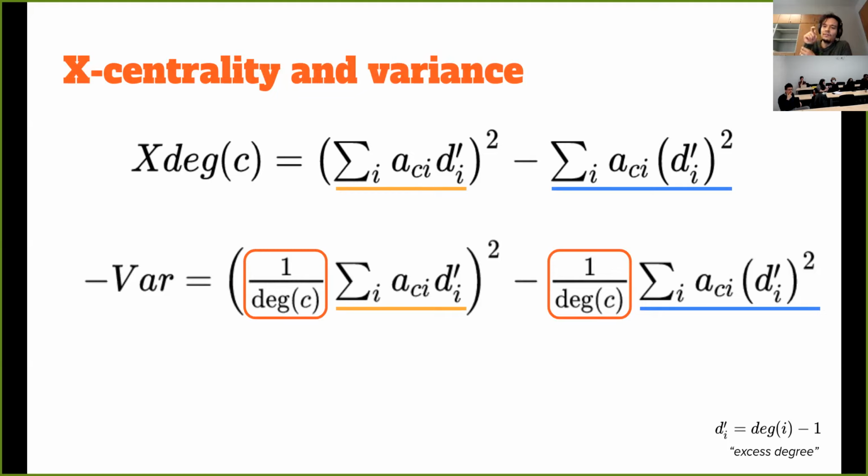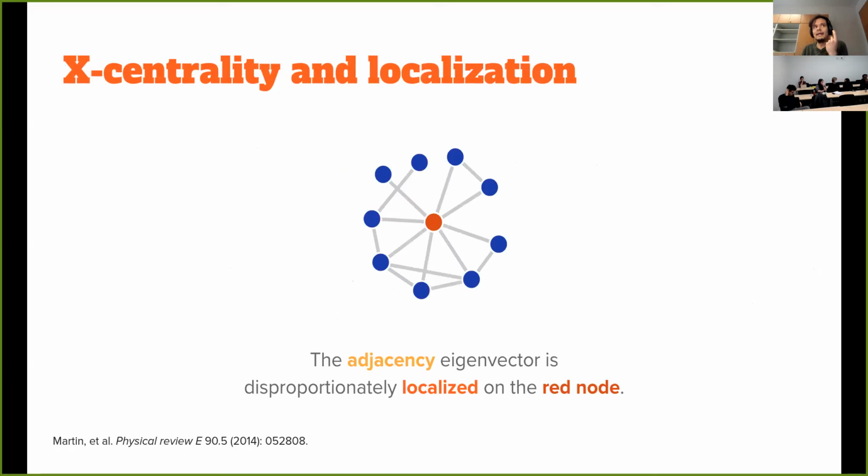But I'm going to come back to this in a second, because now it starts the last part of the talk. Like I said at the beginning, we're going to talk a little bit about eigenvector localization. So let me tell you what eigenvector localization is and go back to the X degree in a second.